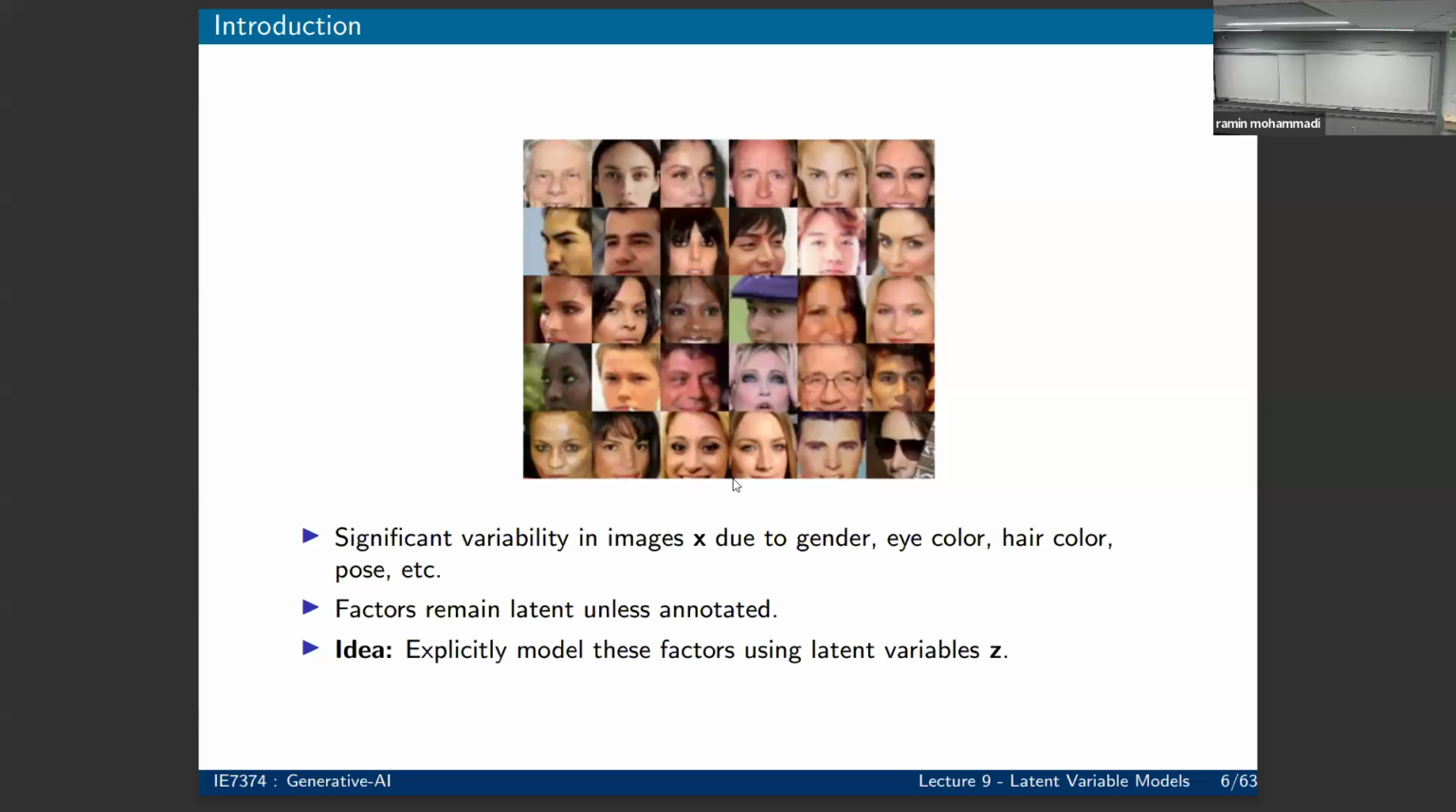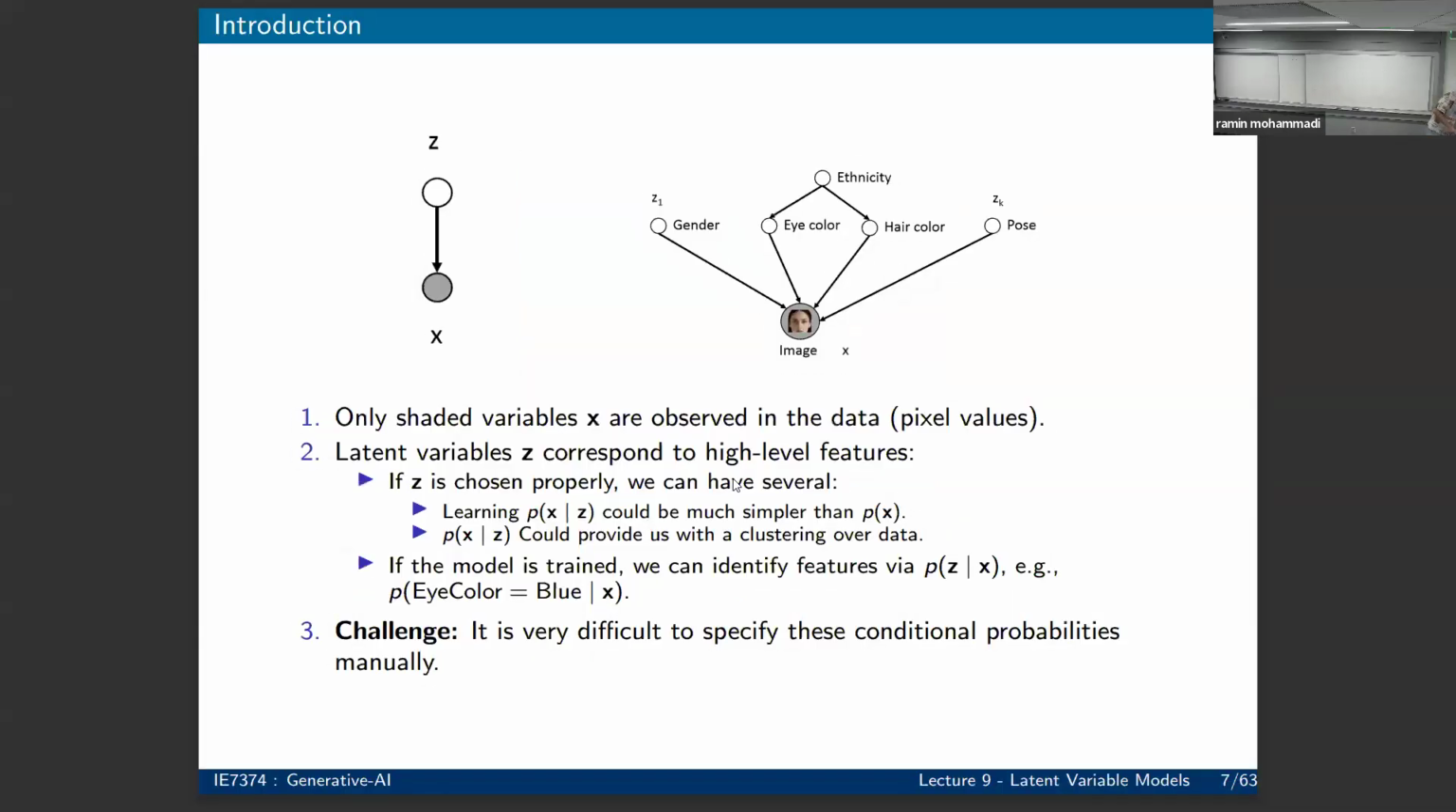So now the idea here is that those latent features, those features that we know are part of the image but we don't have, we are going to model using something called latent variables. We call those latent variables Z. Now, let's start on the left side.